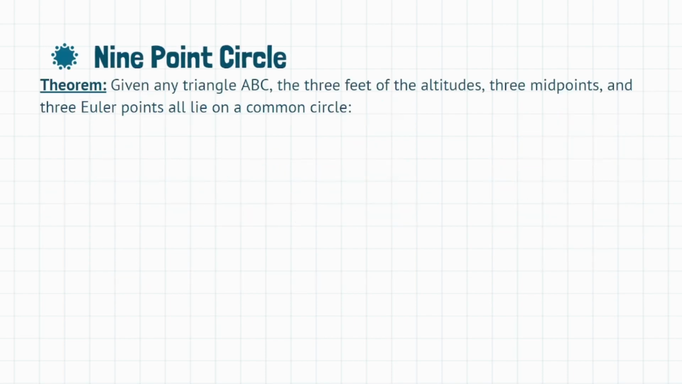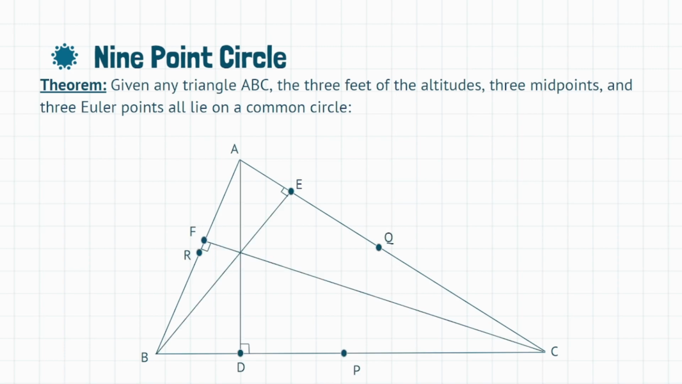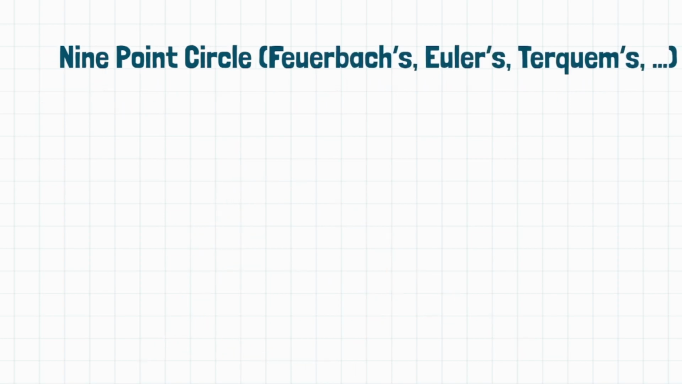Let's dive in. The theorem states that given a triangle ABC, if we draw the three altitudes and label the feet, label the three midpoints, and label the three Euler points, all points fall on one common circle. This circle is present in every triangle. We'll get into the proof shortly. Feel free to skip ahead to the proof while we establish the foundation of our understanding.